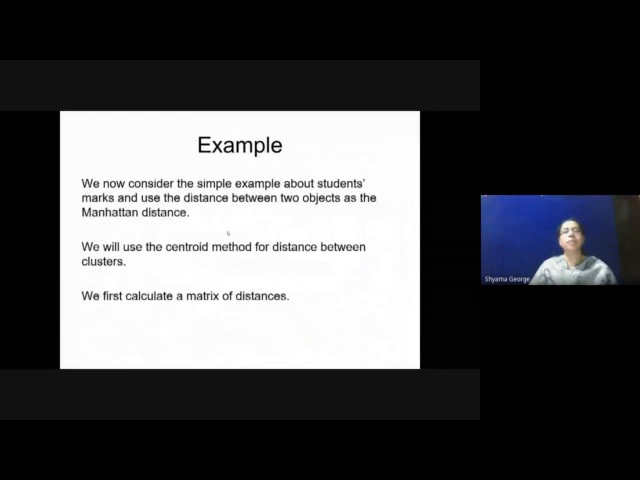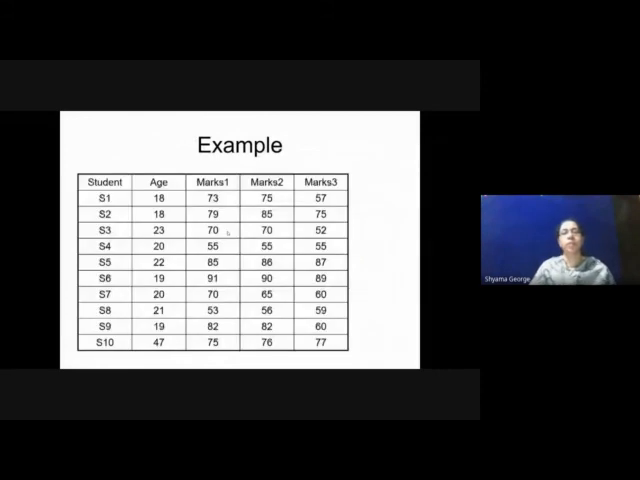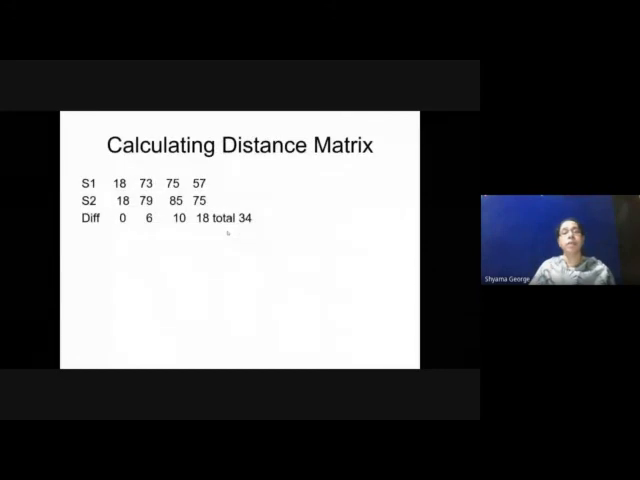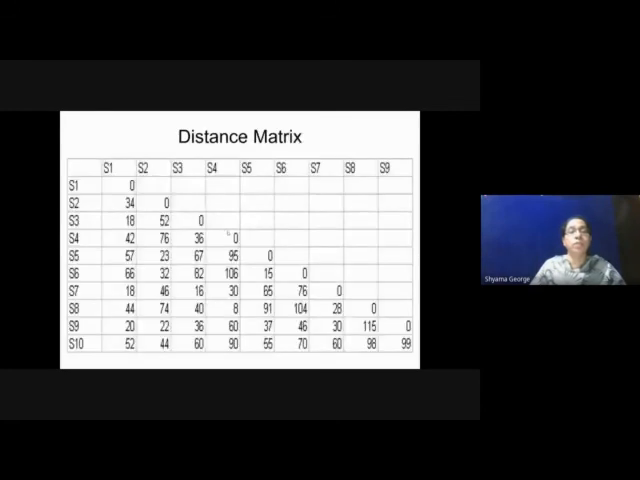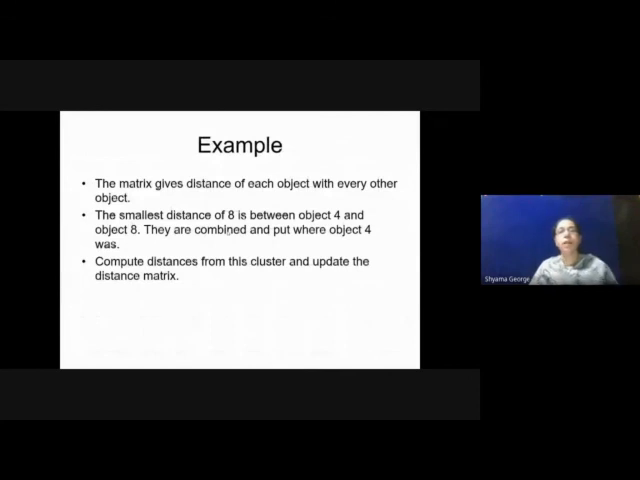So when we apply agglomerative clustering to this database, first we have to find the distance matrix. Here we are assuming that the distance is Manhattan. So the distance between S1 and S2 can be found like this. We take the absolute value of the differences and take the total. So the distance between S1 and S2 is 34, S3 and S1 is 18, and like that we will get the distance matrix.